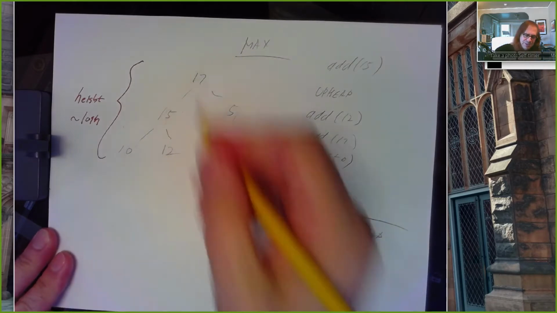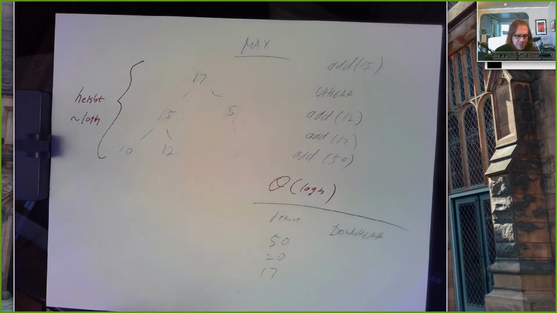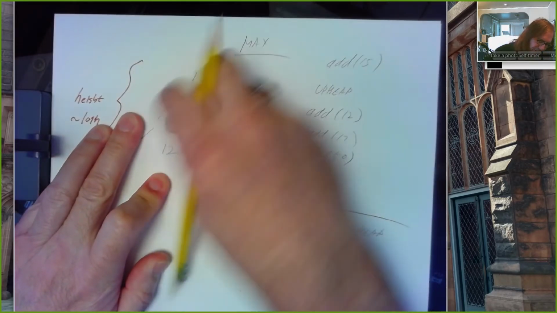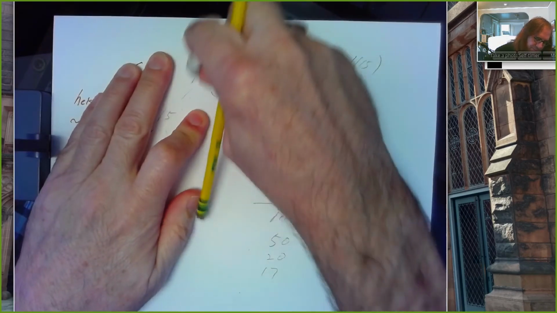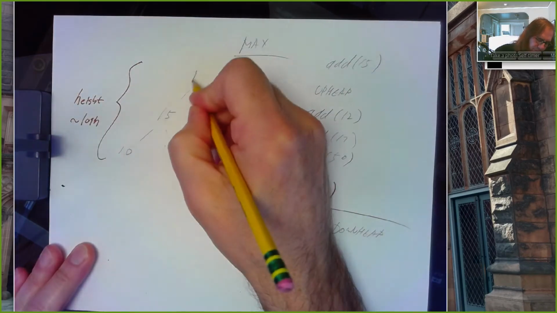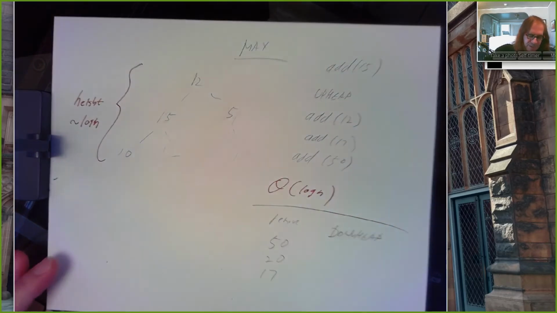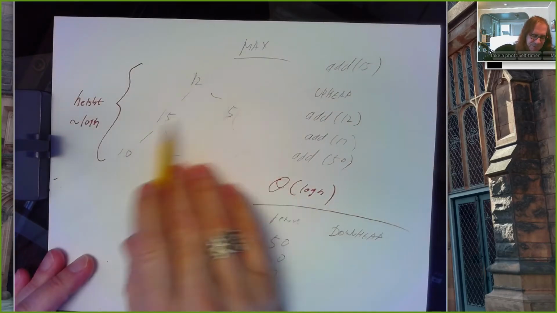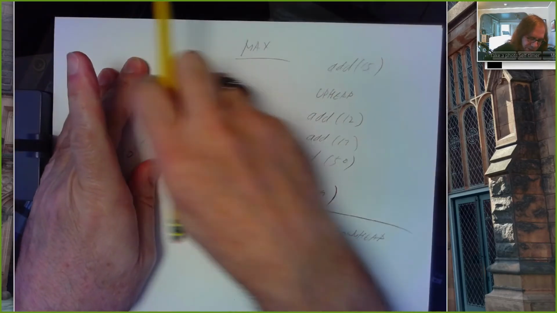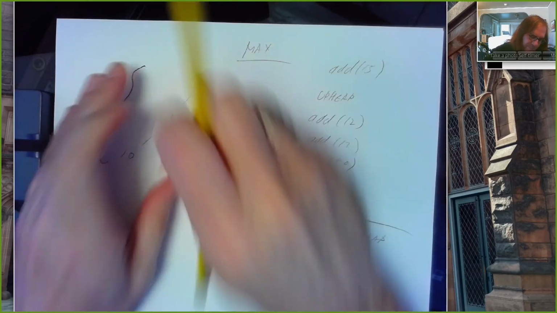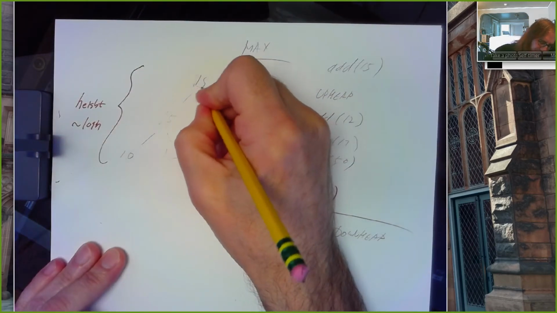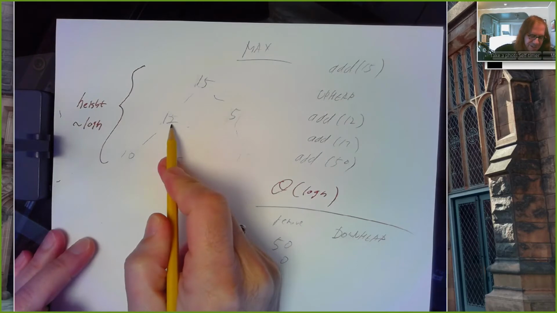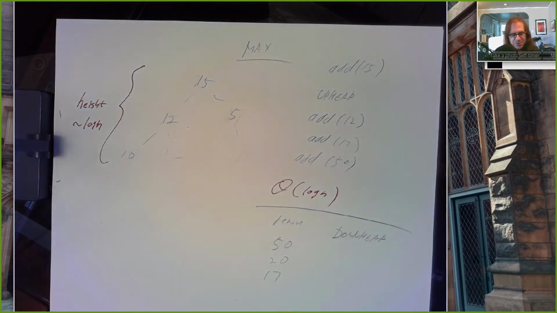We'll do one more, take out the 17, replace it with the last thing in the tree, which is a 12. And down heap. 12 is not bigger than both children, so swap with the largest child. This becomes a 15. This becomes a 12. Check the heap property there. It's satisfied. We're done.